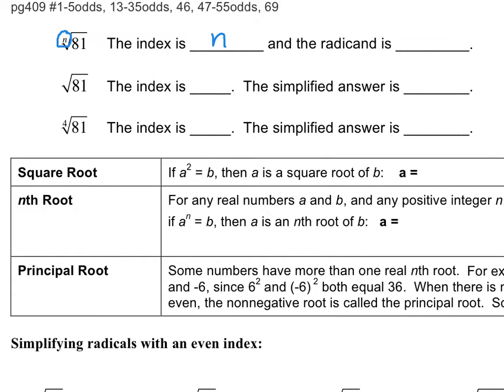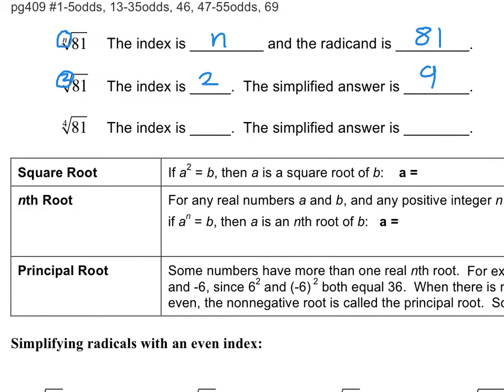And we learned in the last lesson that something that is under the radical is called a radicand. So for this one, 81 is the radicand. When the index is invisible, so when you don't see anything there, there's really an invisible 2. So the index for this one is 2, and we know that the square root of 81 is 9.